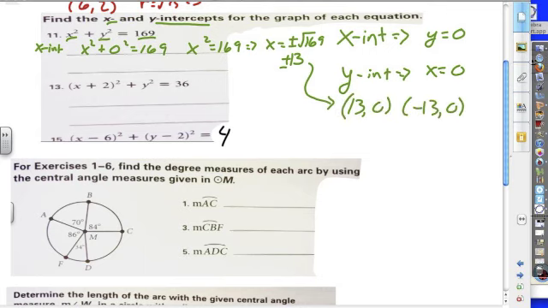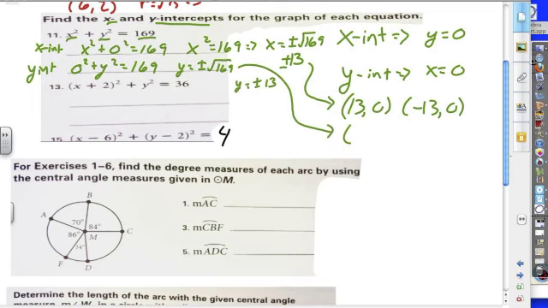Now, if I want to find the y-intercepts, this time I'll let the x equal 0. So I get y squared equals 169. Well, that means I'm going to have the same thing. Y will be a positive or negative square root of 169. Well, the square root of 169 is 13. So y is a positive or negative 13. So my y-intercepts for this one are going to be 0, 13, and 0, negative 13.